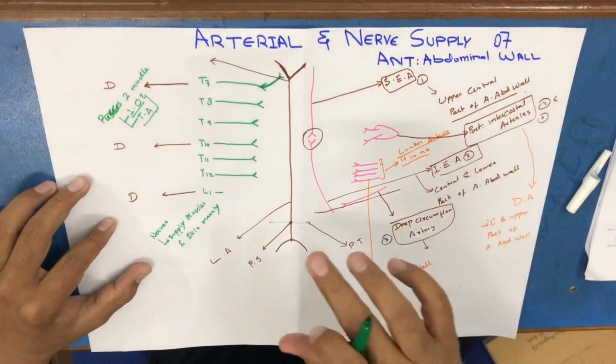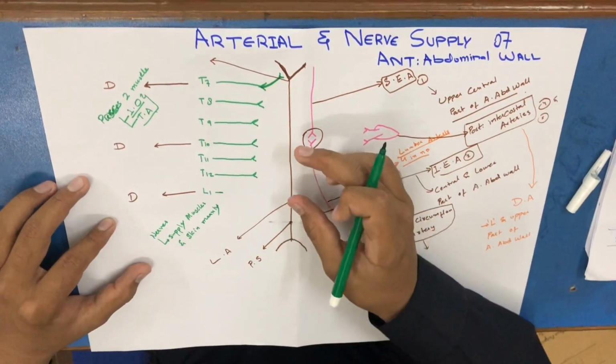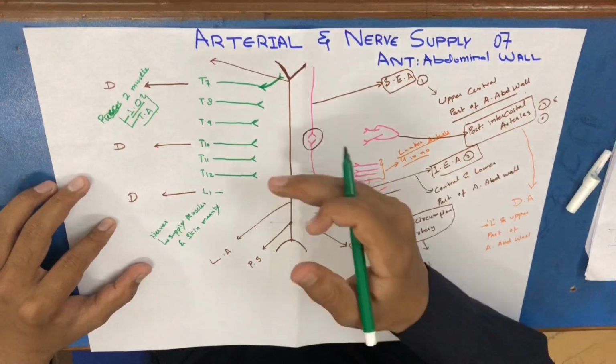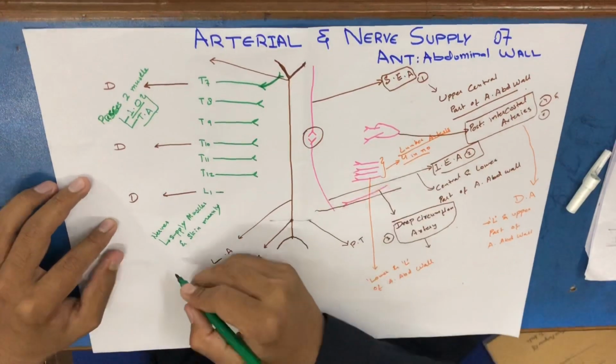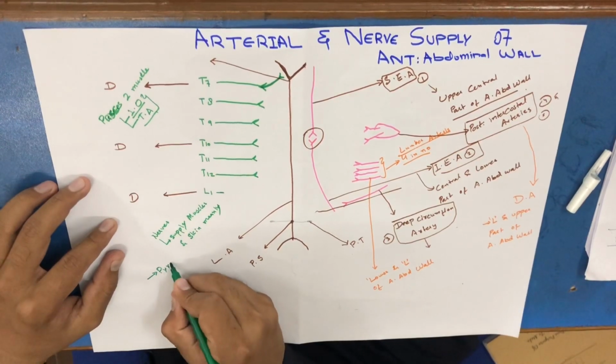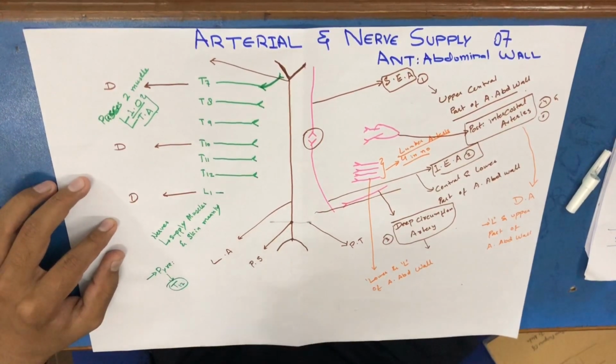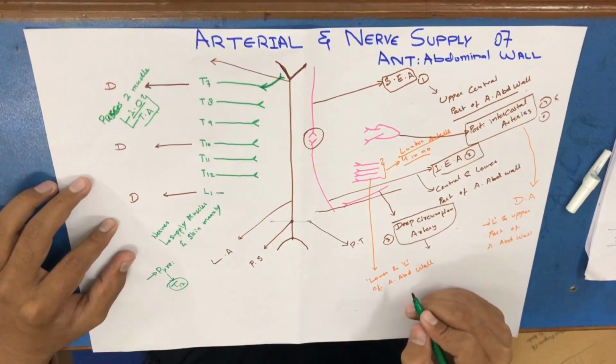But remember one thing, there is a muscle in the anterior abdominal wall called pyramidalis, which is only supplied by a single nerve, which is called T12.